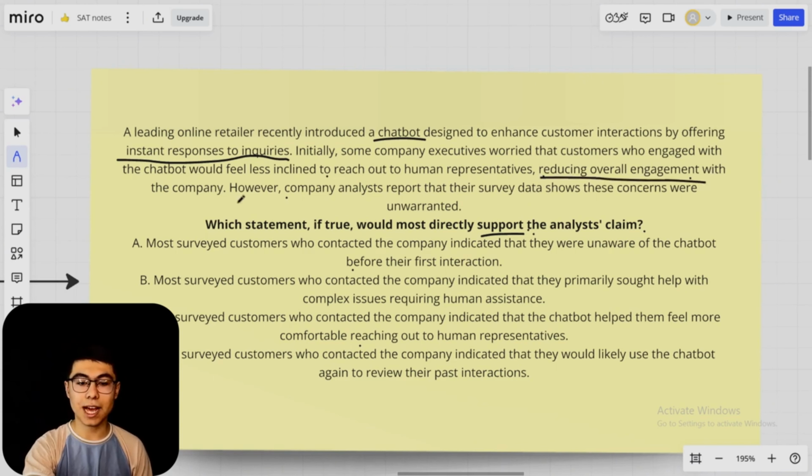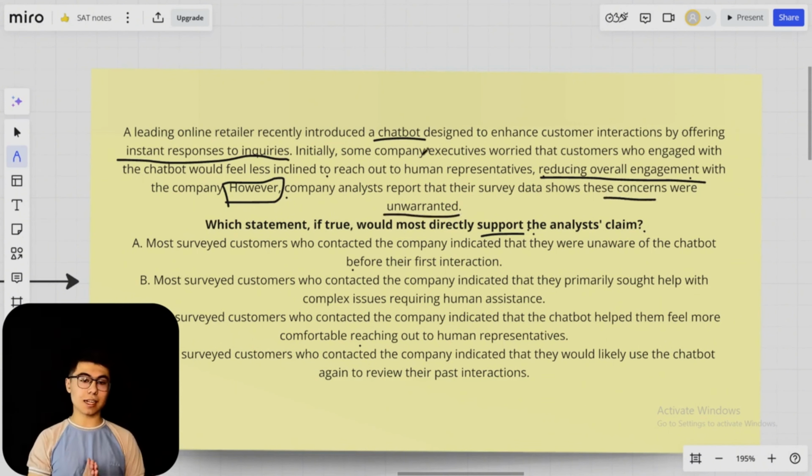However, so here we have a shift, a contrast. Company analysts report that their survey data shows these concerns were unwarranted. So they first thought that if we have a chatbot, then people will not be inclined to reach out to humans. But that is actually not true. My prediction is that it actually increases the overall engagement with the company. Now let's look at the choices.